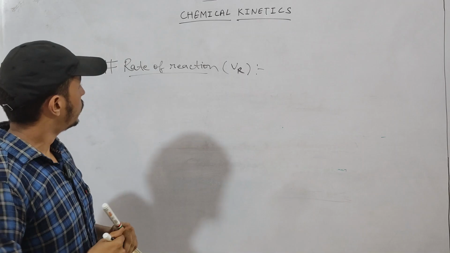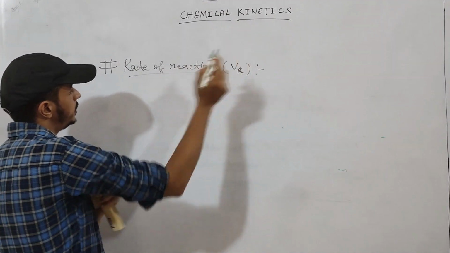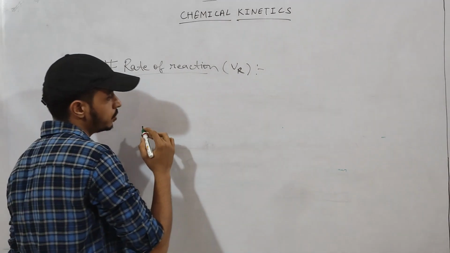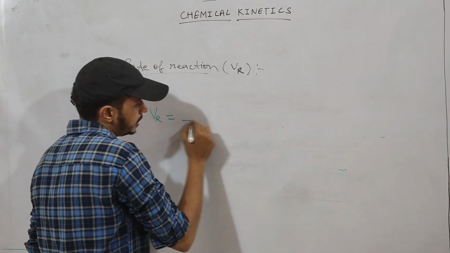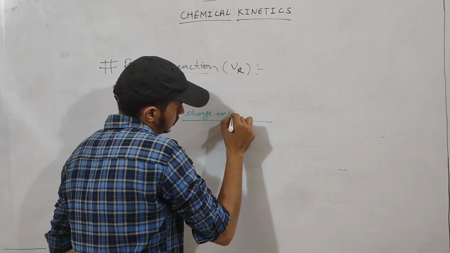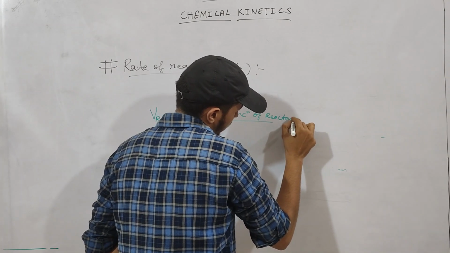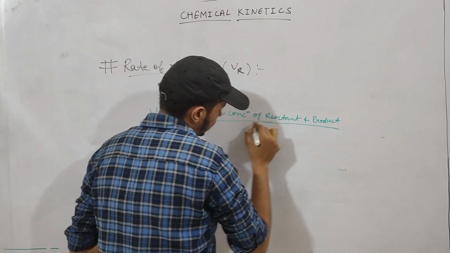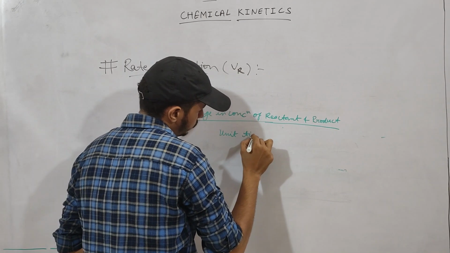So what is the definition of rate of reaction? It is defined as the change in concentration of reactant and product per unit time is known as rate of reaction. Let's say it is defined as change in concentration of reactant and product per unit time is called rate of reaction.